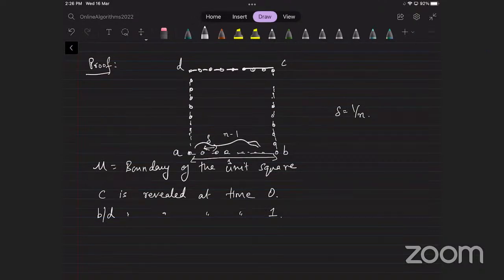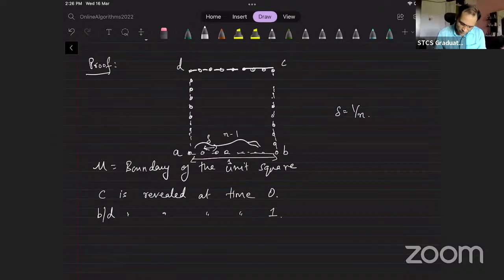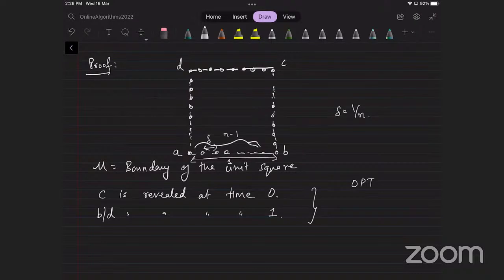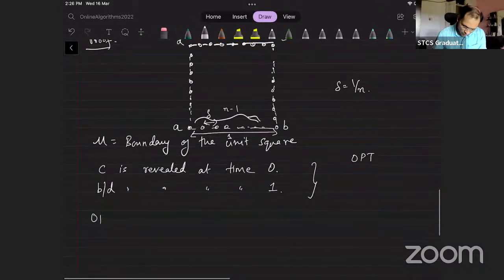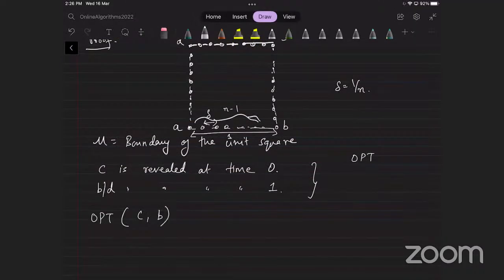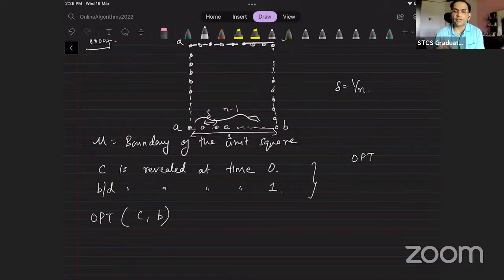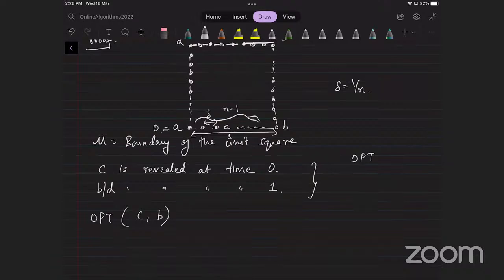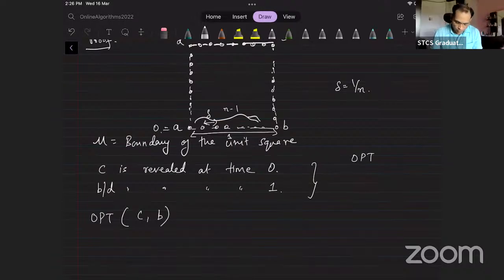So suppose C is revealed at time 0. What will OPT do for this input? Will it start crawling or will it wait for B or D to be revealed? It will start traveling towards whichever one is actually revealed. See, OPT knows the input. So let's say C comma B is the input without loss of generality. Does the algorithm start from the same position as OPT at the beginning? Yes, A is the origin, the original starting point. Otherwise, things can be completely different. So let's say the input is C comma B.